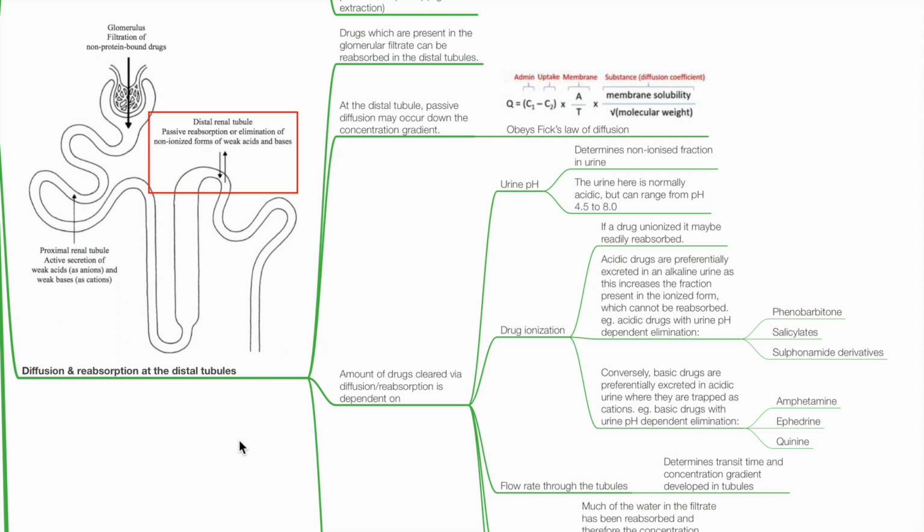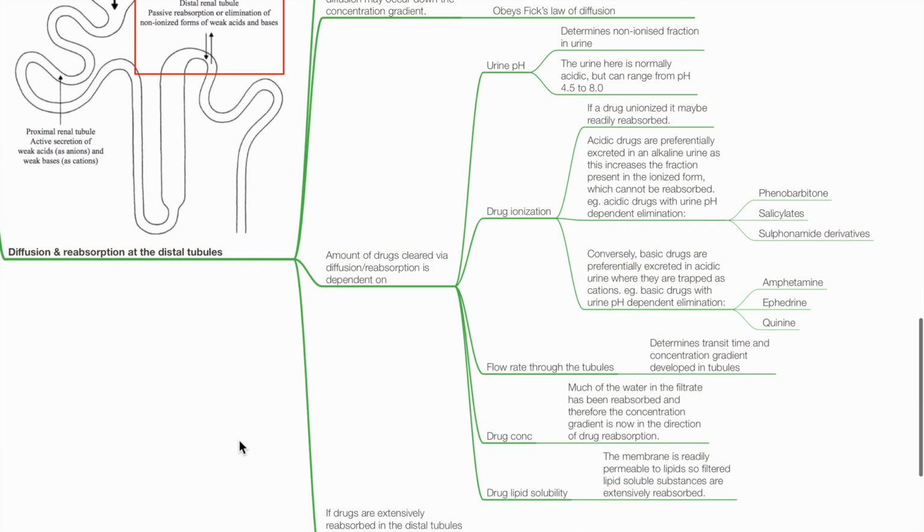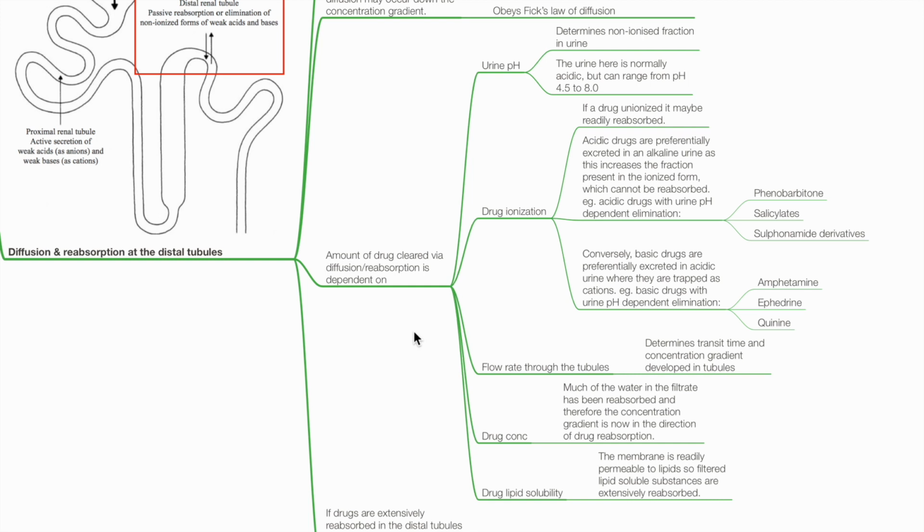At the distal tubule, passive diffusion may occur down the concentration gradient, and the rate of diffusion obeys Fick's law of diffusion. The amount of drug cleared by diffusion or reabsorption is dependent on urine pH, drug ionization, flow rate through the tubules, drug concentration, and drug lipid solubility. Urine pH determines non-ionized fraction in the urine. The urine here is normally acidic but can range from pH 4.5 to 8.0.